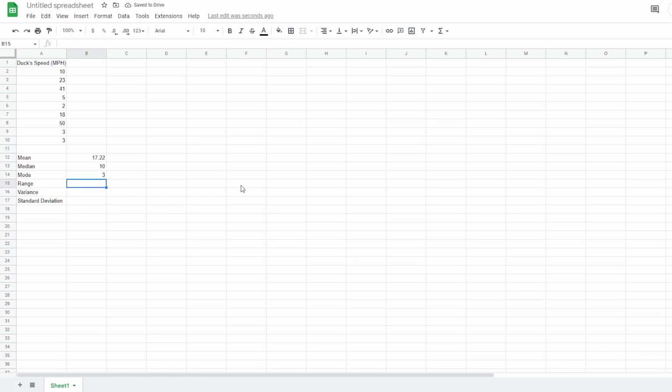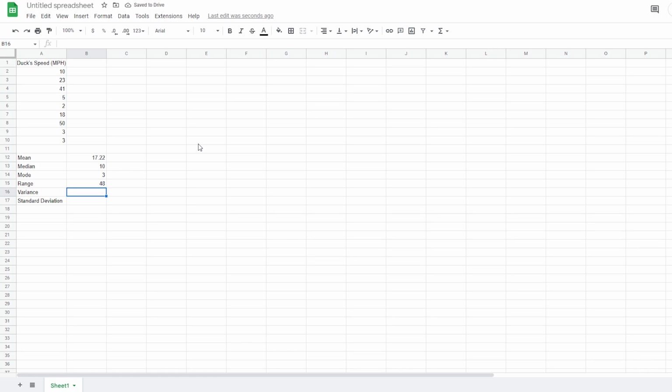Now we have our range, right? Range is simple. You take the largest number and subtract the lowest number, okay? There's no formula for this, because all you need to do is enter 50 minus 2, right? My largest number is 50, my smallest number is 2, and then I get 48.